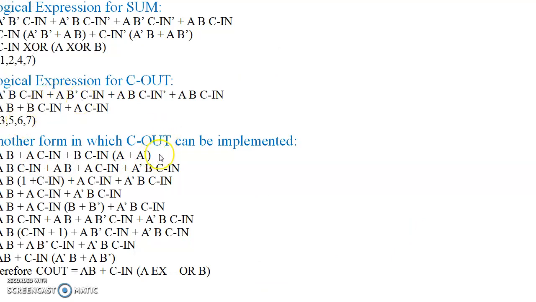So the logical expression for C out is A bar B Cin plus A B bar Cin plus A B Cin bar plus A B Cin. After simplifying this logical expression, we get the final expression for C out, that is AB plus Cin times (A XOR B). So the logical expression for sum is A XOR B XOR Cin, and the logical expression for C out is AB plus Cin times (A XOR B).